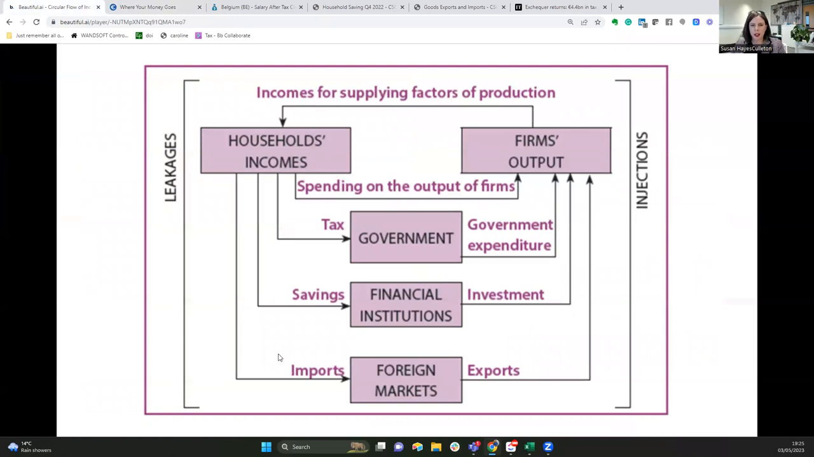So far, if I was to block this out down here, we would be talking about a closed economy. So this is where Alan spends his money. He saves some of his money in a financial institution, so one of the Irish banks, for example. However, those financial institutions might then also be investing, using the capital of the financial institution, in a firm.